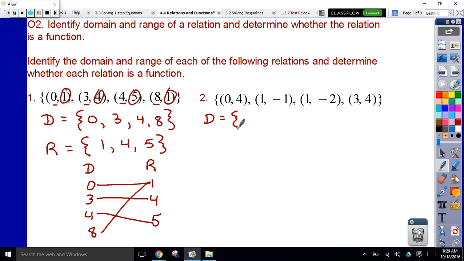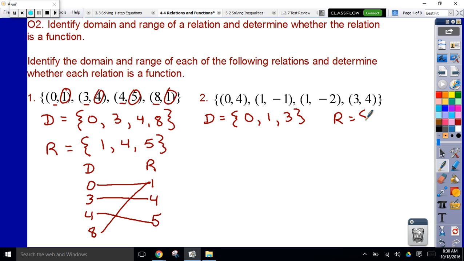Volunteer to tell me what the domain is. Dina? 0, 1. This one works, right? Well, we'll see. Just give me the domain. 1 and 3. 1 and 3. Good. So Athena's already suspicious because there are two 1s in the domain.